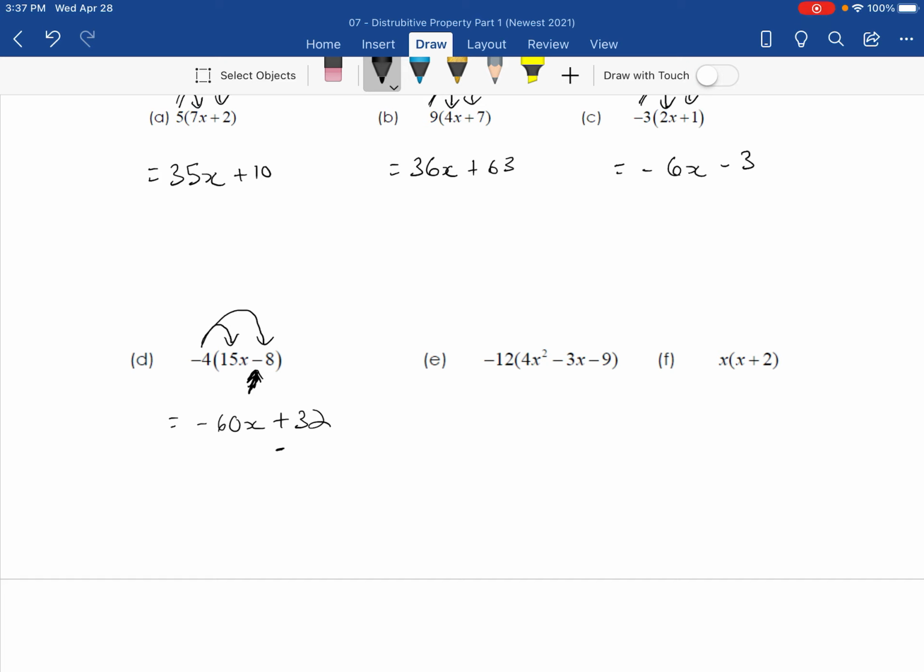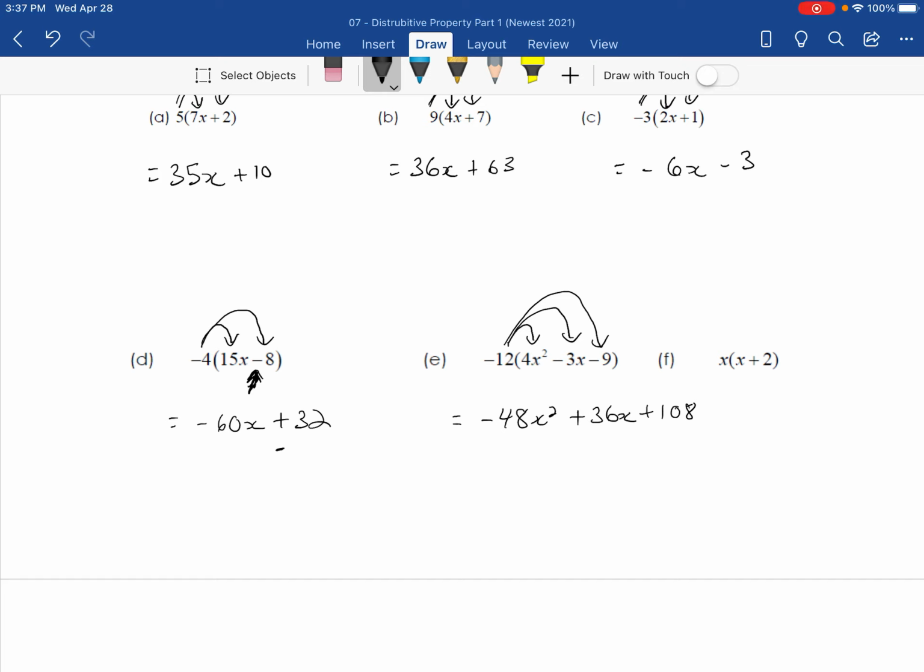This special case has 3 terms in there. Well, that doesn't really change the game all that much. You multiply negative 12 times the first one, and I get negative 48x squared. You multiply negative 12 times the second one. Okay, negative 12 times negative 3, that's positive, so I'm going to write adding 36x. And then negative 12 times negative 9 is positive 108. You see, having extra terms in there really doesn't change the game all that much with the distributive property. You just have to multiply it by more terms, that's all.